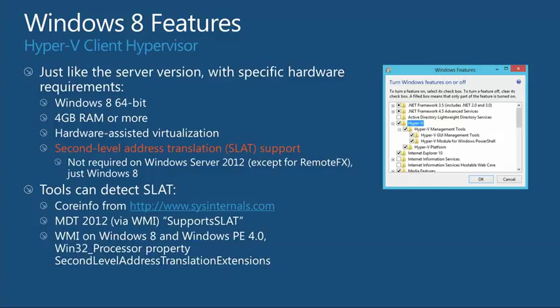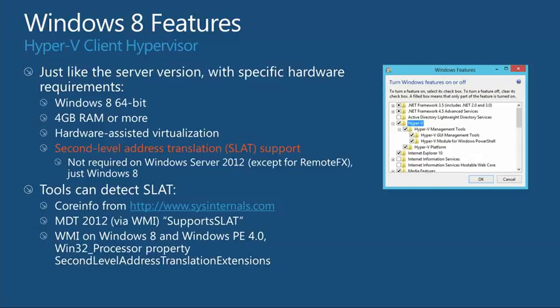If you don't have a processor that supports SLAT, it won't let you install Hyper-V. You'll see in the Windows feature UI that it'll just be grayed out, and if you hover over it, it'll show you a message that says your machine doesn't have the required second-level address translation support in order to enable it. So in order to figure out which machines do and don't support this, there are various ways that you can check the machine.